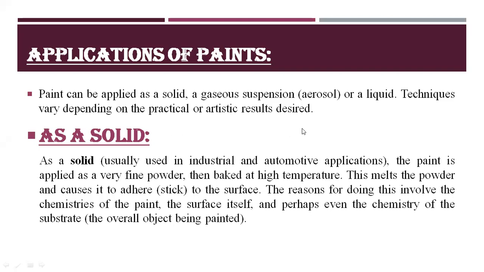Paints can be applied as a solid, a gaseous suspension, for example, aerosol or a liquid. Techniques vary depending on the practical or artistic results desired. First, it is applicable as a solid. As a solid usually used in industrial and automotive applications, the paint is applied as a very fine powder, then baked at high temperature. This melts the powder and causes it to adhere to the surface.